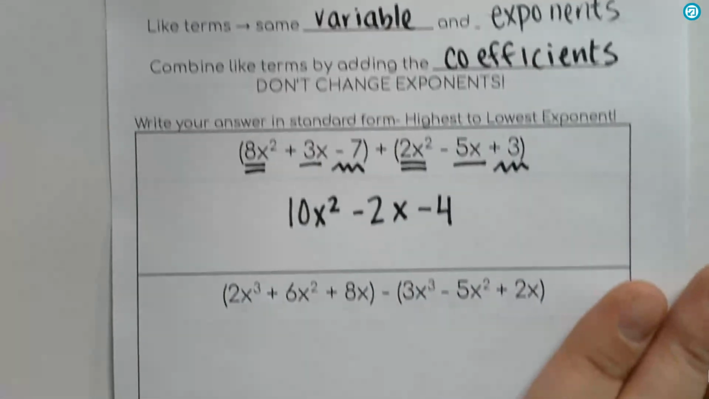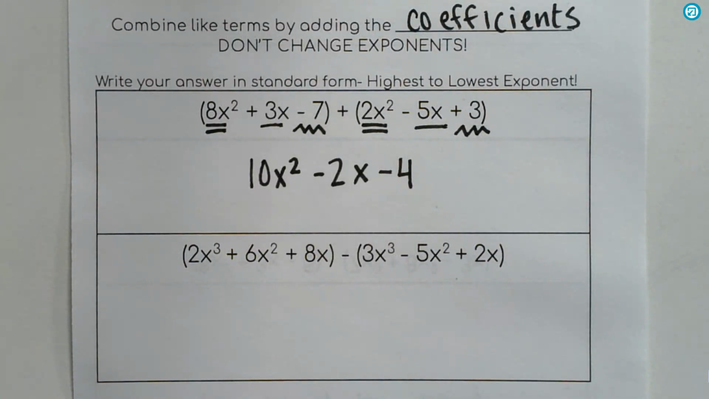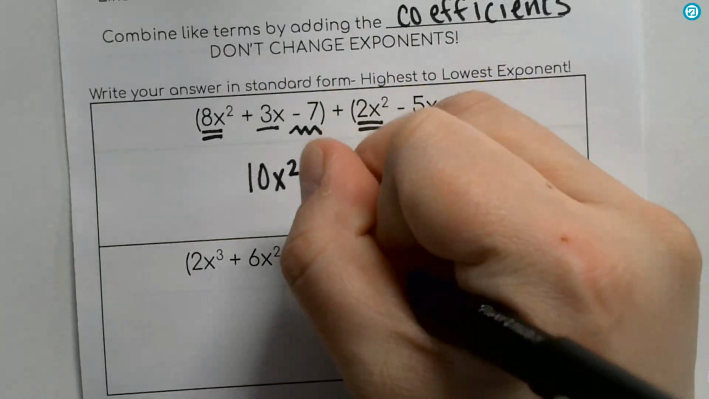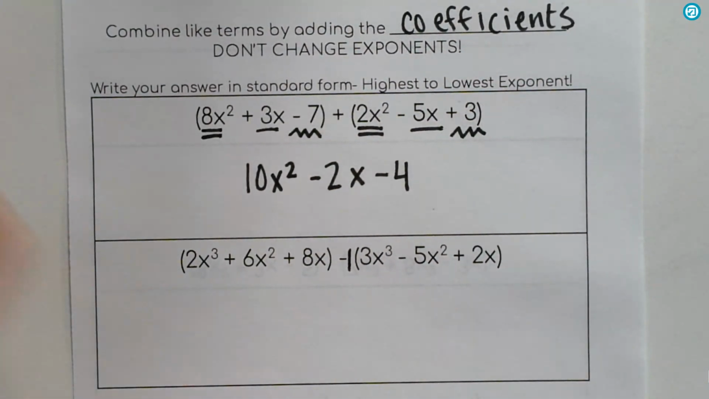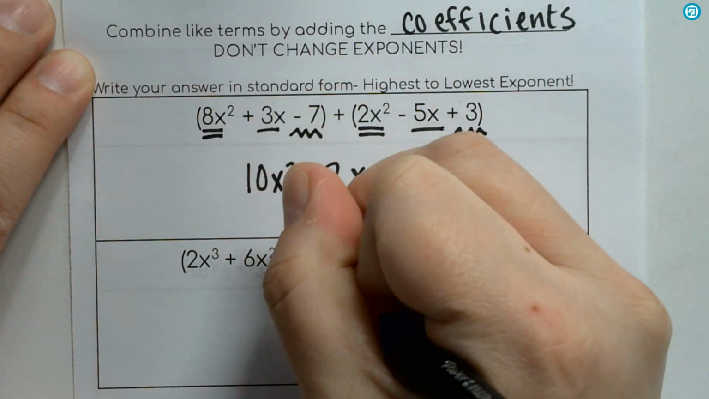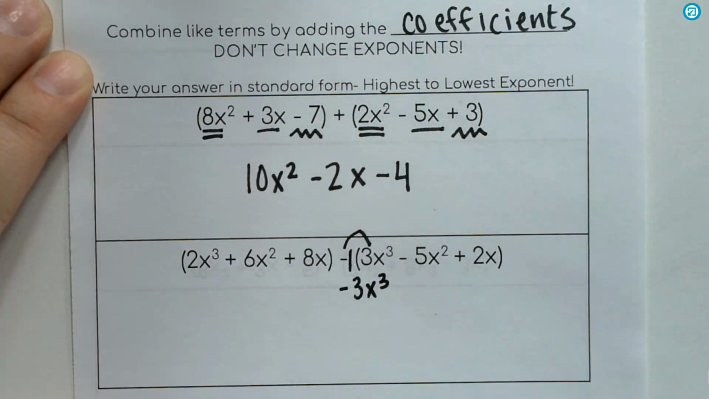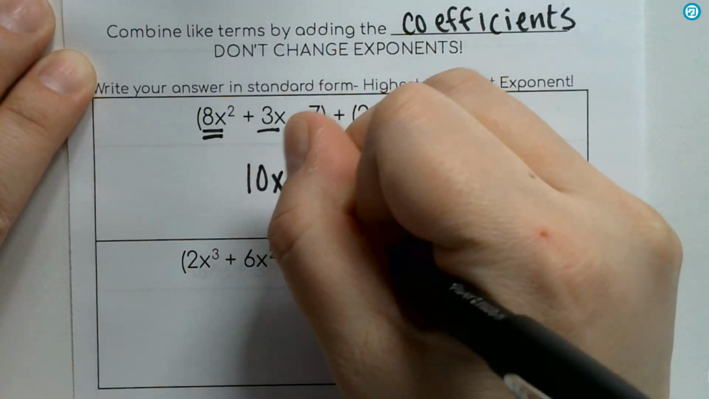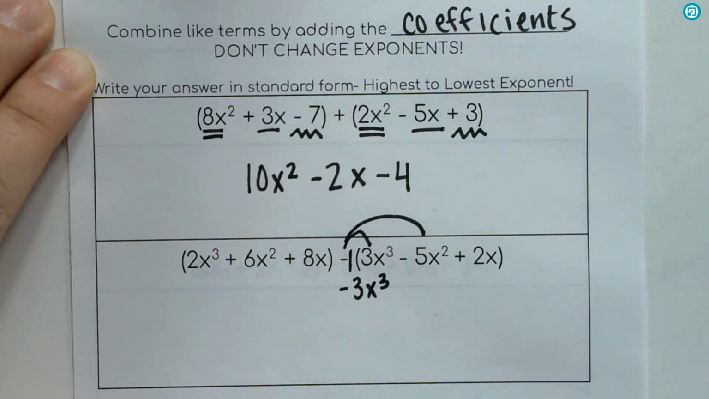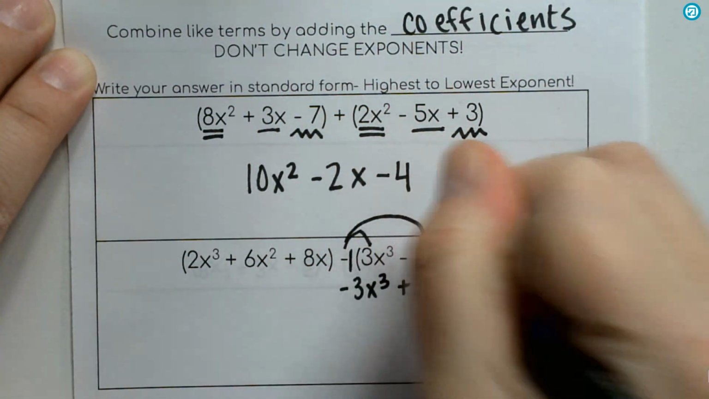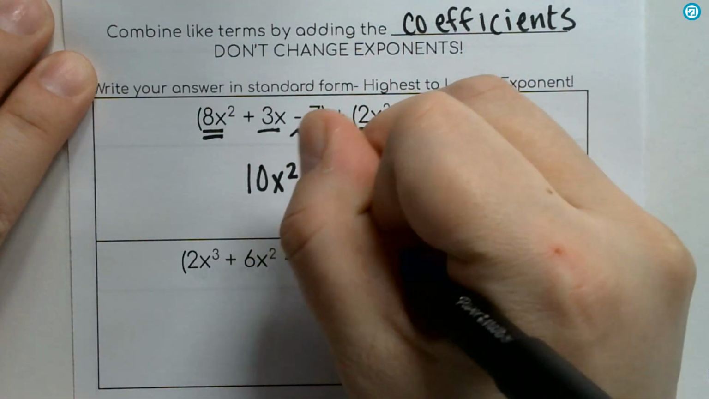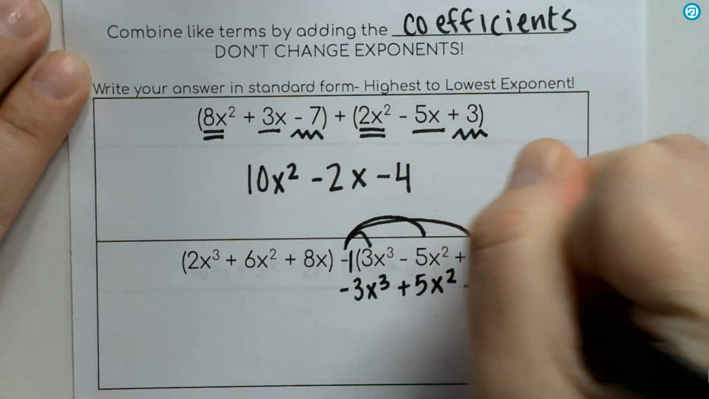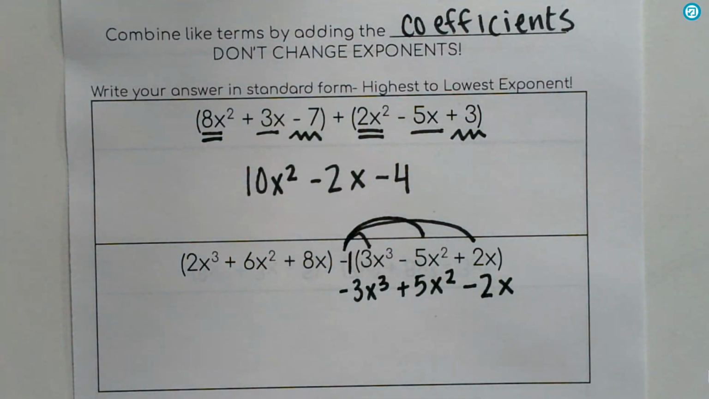So let's go look at this subtraction one. And these are going to be mixed together on your assignment, so you're going to need to pay attention. Should I be adding or subtracting? So I'm going to put an imaginary negative 1 right here. I'm going to start by distributing this negative. So negative 1 times 3x cubed is negative 3x cubed. Negative 1 times negative 5x squared, a negative times a negative becomes positive. And negative 1 times 2x is minus 2x. So we have distributed that negative.